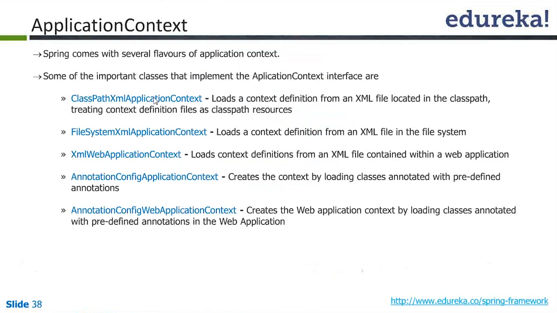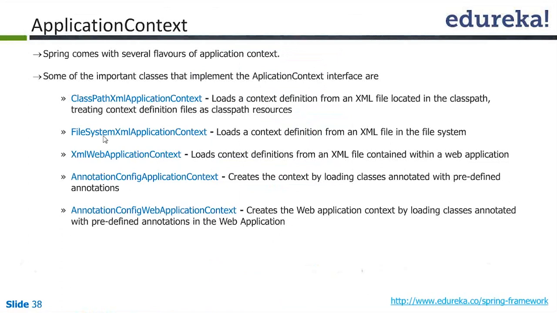What does it mean? We are talking about an XML file, right? That XML file has to be part of your classes directory or one of the jars under your lib folder. Then only, for your web application, it will be on the class path. So in those cases, we will go for ClassPathXmlApplicationContext.